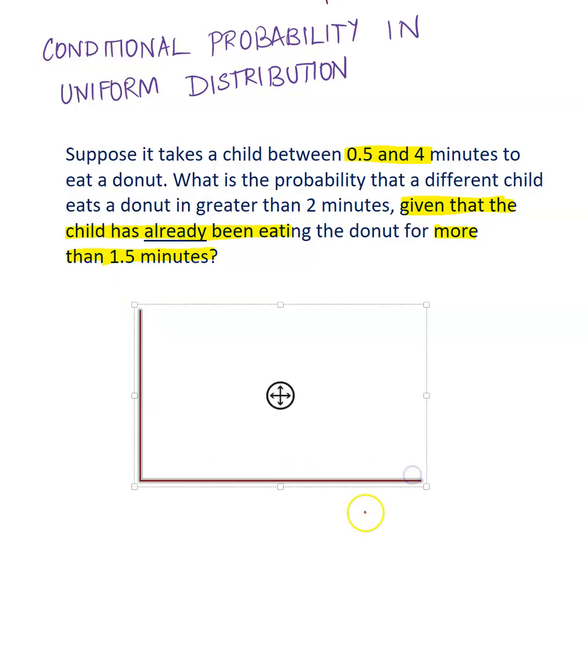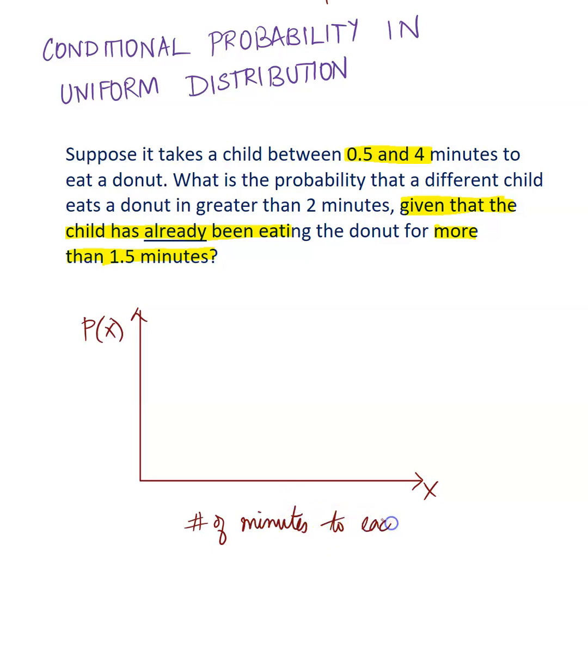So typically, this is how it looks. You have the x, and then you have the p of x. And the x stands for the number of minutes the child takes to eat a donut. So if that's the case, then I could mark my 0.5 somewhere here and my 4 minutes somewhere there. So that is a range, isn't it? So then we'll draw a horizontal line and then figure out what that height should be.